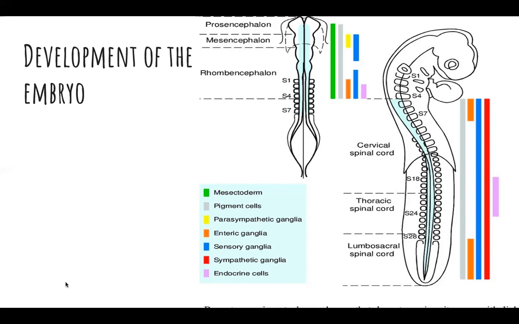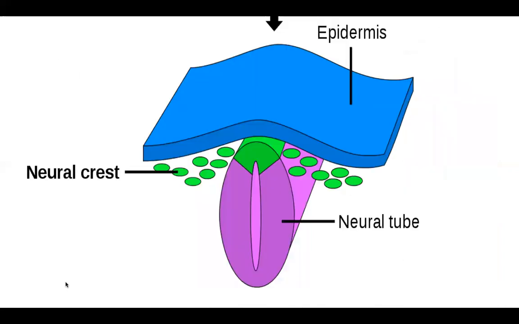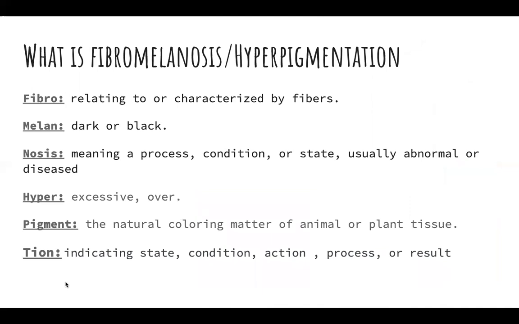But one of the things the neural crest helps build is pigment cells, and that's what sticks out. The process of supermelanation or superpigmentation occurs underneath the epidermis when the embryo is told by the neural crest to put melanin everywhere. You can see it. This is also called fibromelanosis or hyperpigmentation.